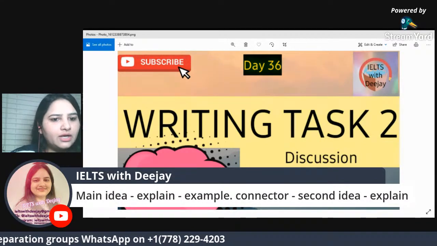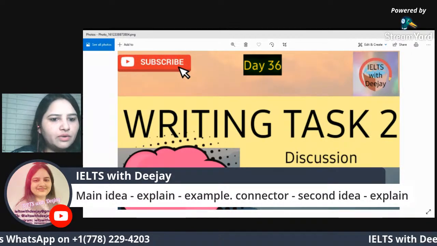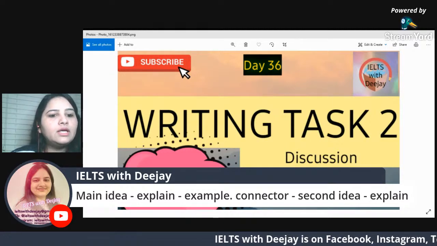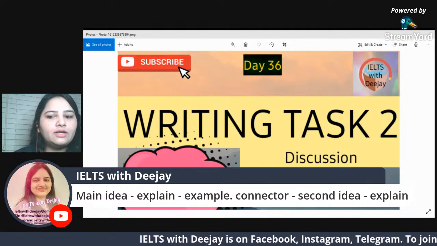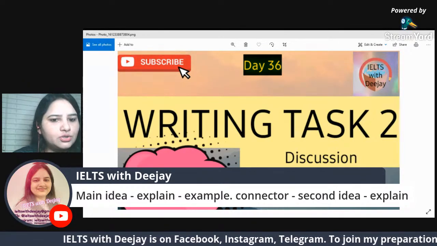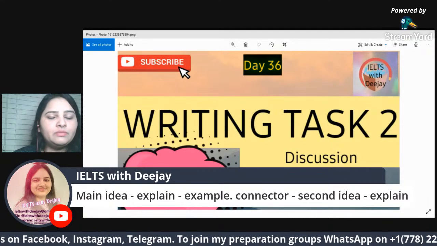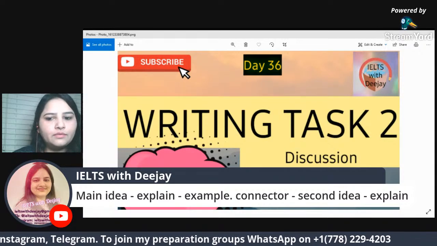When you are writing two ideas, you will write this way: your main idea, explanation, example. Then a connector would be there. Connector can be moreover, in addition to this. The second idea and explain. Do not write example because that is going to be very lengthy. Okay.